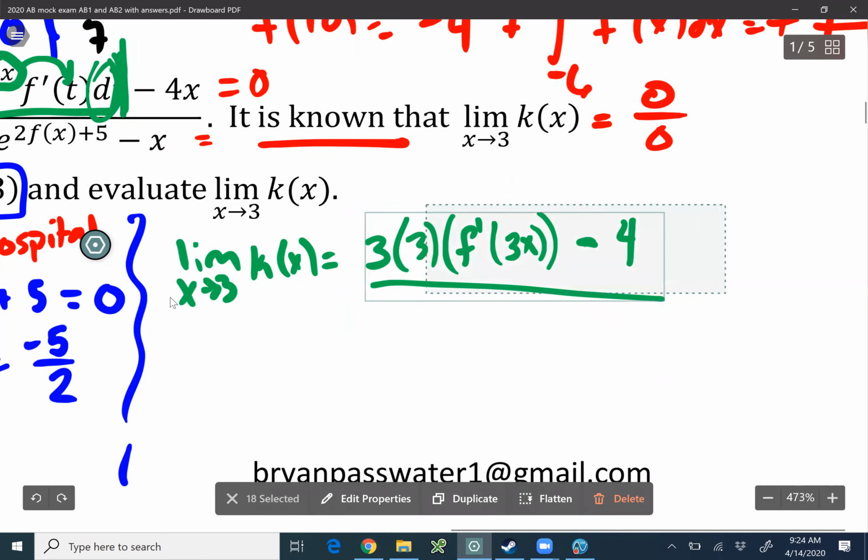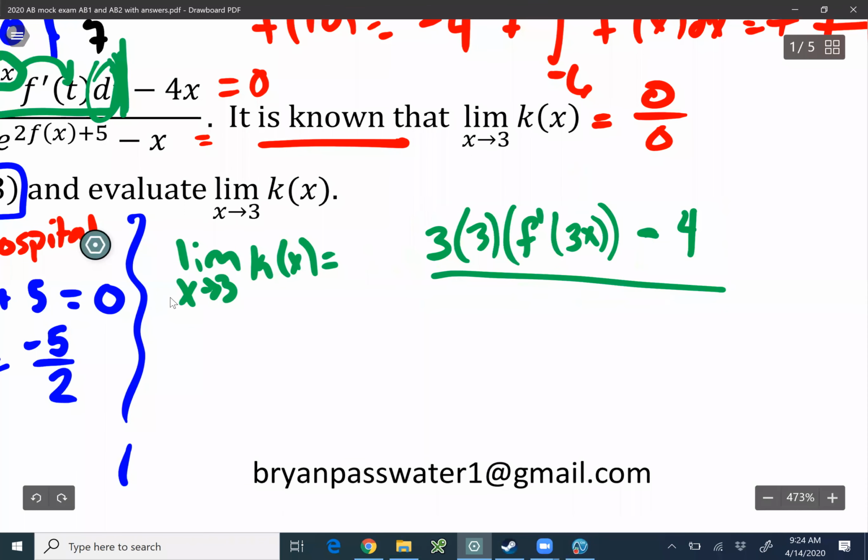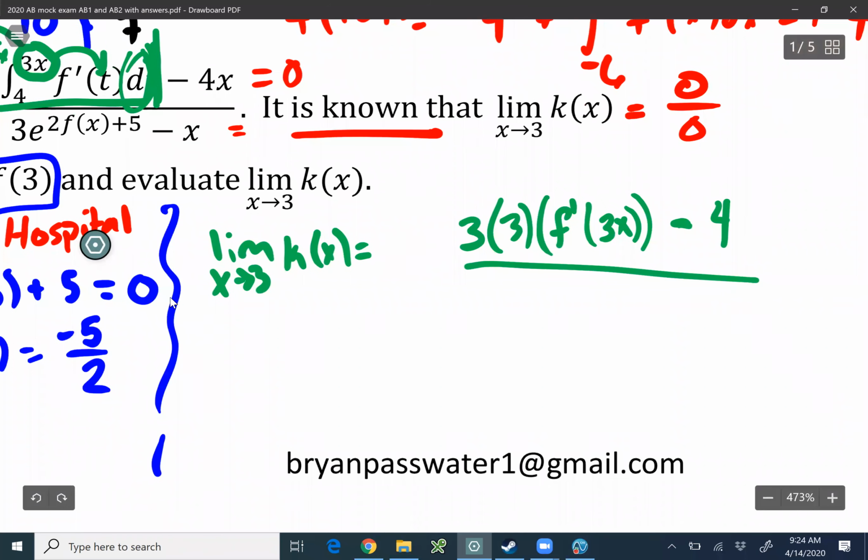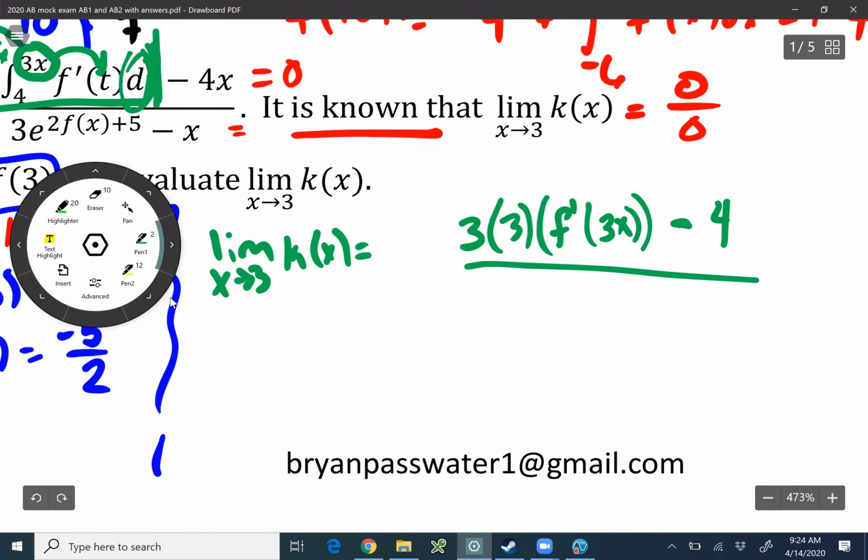I'll wait till the end and then I'll give you a plugged in 3 already with the limit? Not yet. I'll go over. I'm gonna do the derivative of the bottom first, and then we'll go over my mistake.